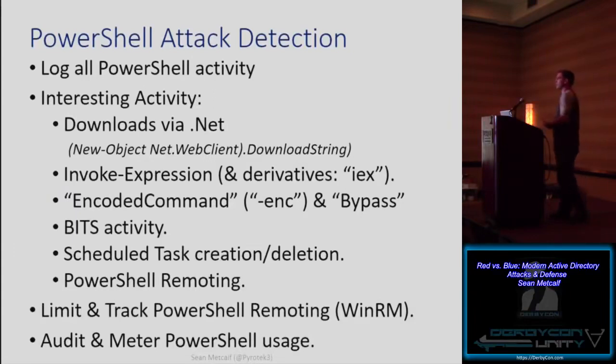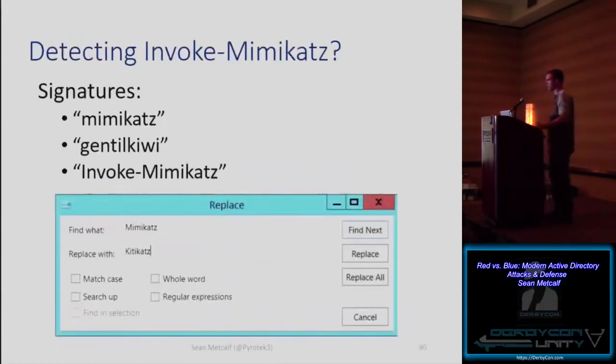But ultimately, if you have PowerShell remoting on your network, make sure it's being used, because if it's not, disable it, because that's a great vector for an attacker to use once they have admin creds. You can limit PowerShell remoting to specific admin subnets by configuring the WinRM listener. And you can audit and meter your PowerShell usage in your environment.